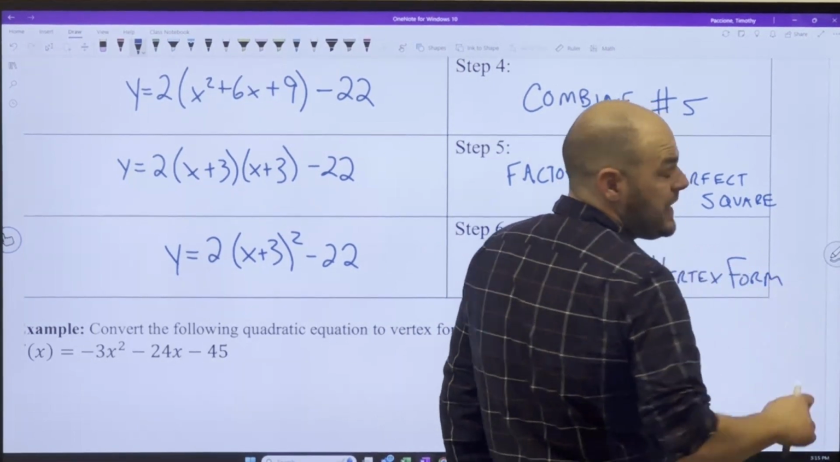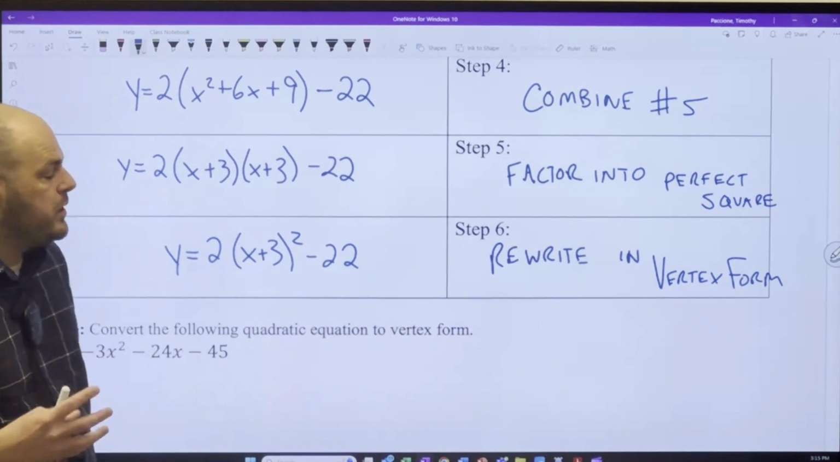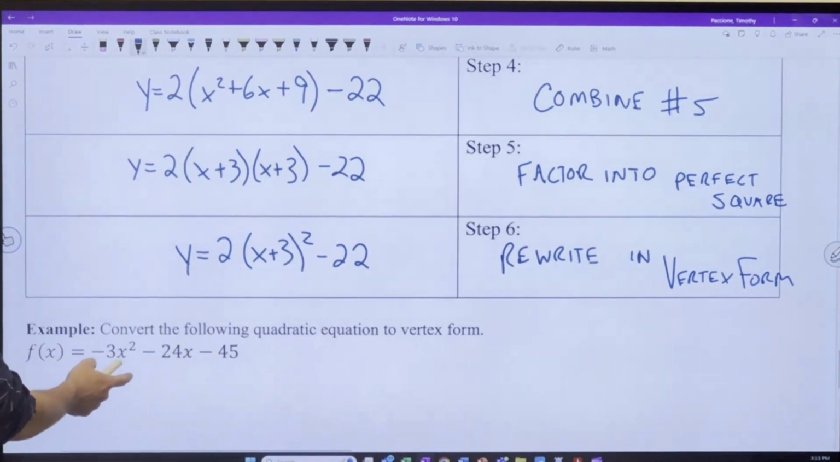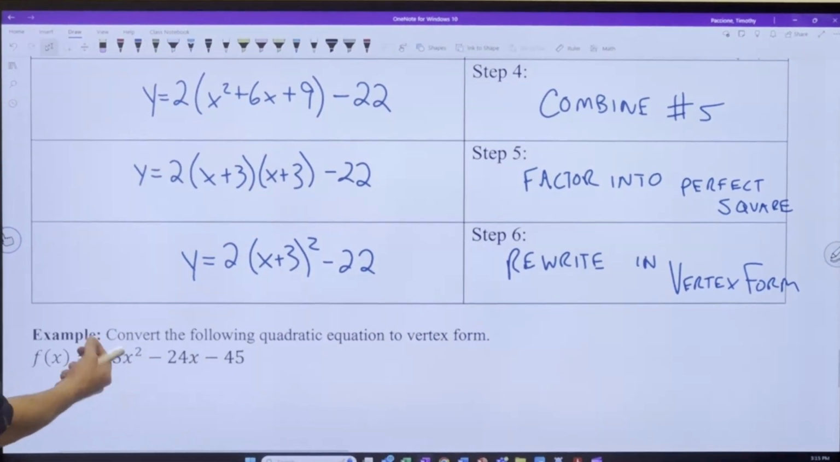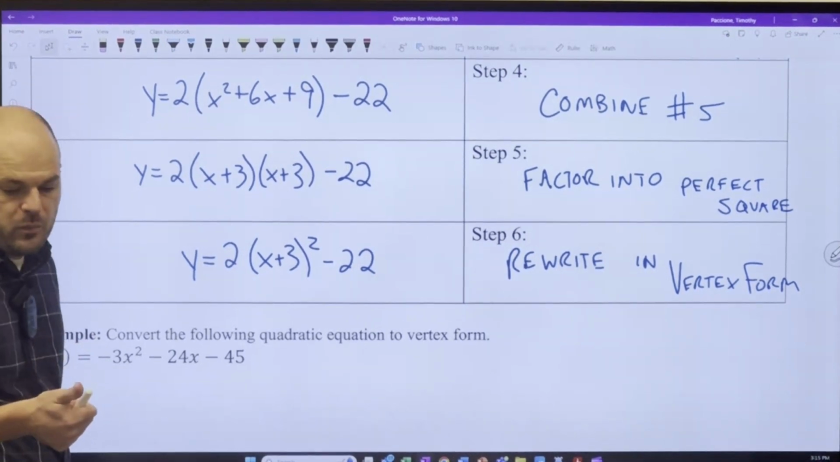Okay, so that's the process. We're going to do one last example. You can see it doesn't always take as long when you're not writing every step down, right? And then I'll give you your homework, okay?